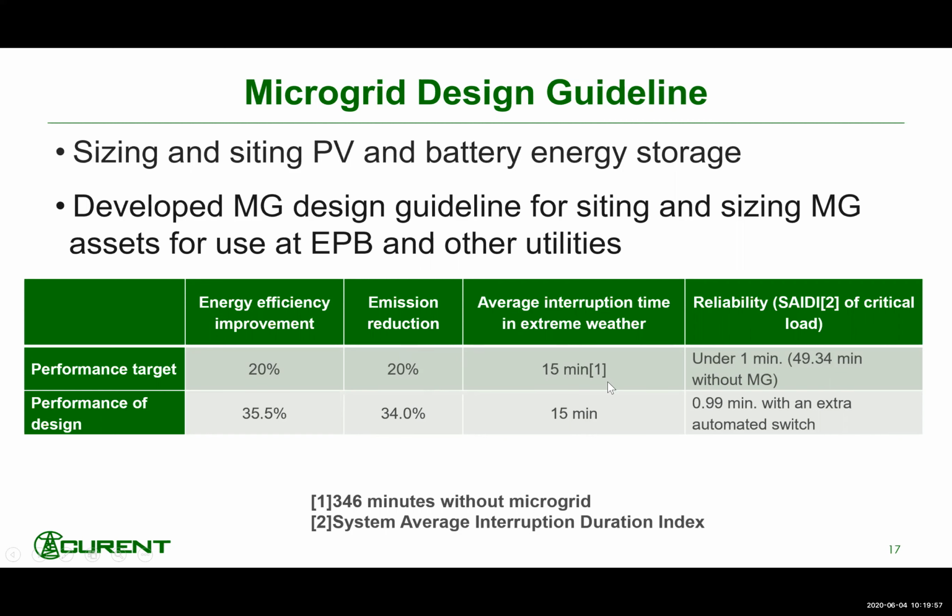And the average interruption time during extreme weather, like a hurricane: our target is 15 minutes. Without the microgrid, the number would be 300-something minutes, quite long. But with the microgrid, we have an additional source, so the number can be reduced to 15 minutes. And the interruption time for the critical load can be reduced to 1 minute, whereas previously, without the microgrid, it was roughly 49 or 50 minutes. So this is our design to decide the size and siting of the microgrid assets.